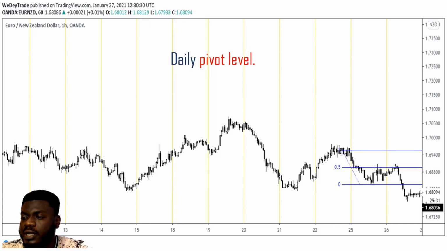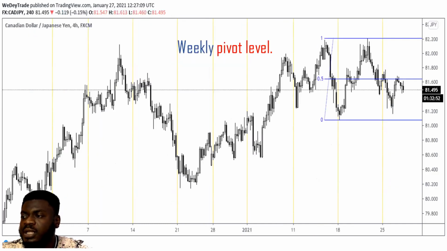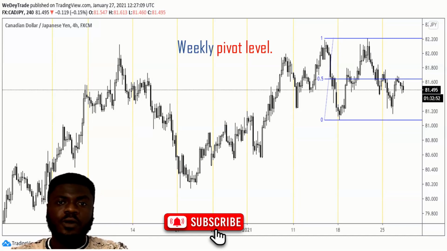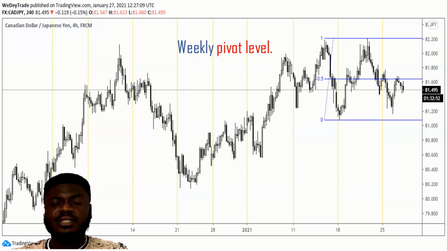Moving on to a final and very last example, the weekly pivot level on the CAD JPY. So we captured the previous high of the week and the previous low of the week on the CAD JPY. Then we took our Fibonacci tool to get the 50% level of the Fibonacci. So currently the CAD JPY has also respected the pivot level, that is the weekly pivot level or the 50% Fibonacci level. So as you can already see, those are very simple and easy ways you can use to plot your support and resistance levels.